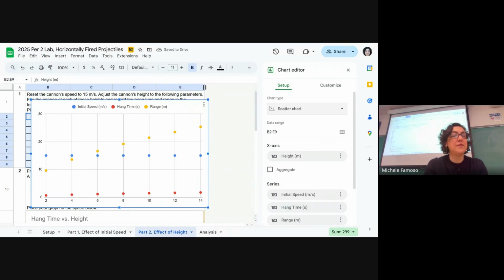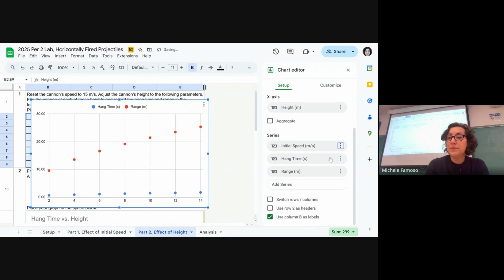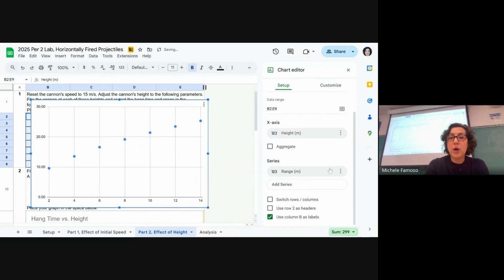Oh, lots of stuff here. We are going to keep the height on the x-axis, but come on down under series. The only thing we want here is the range. So please select the 3 dots for initial speed under series and say remove. Please select the 3 dots for hang time and say remove. All we want is the range.